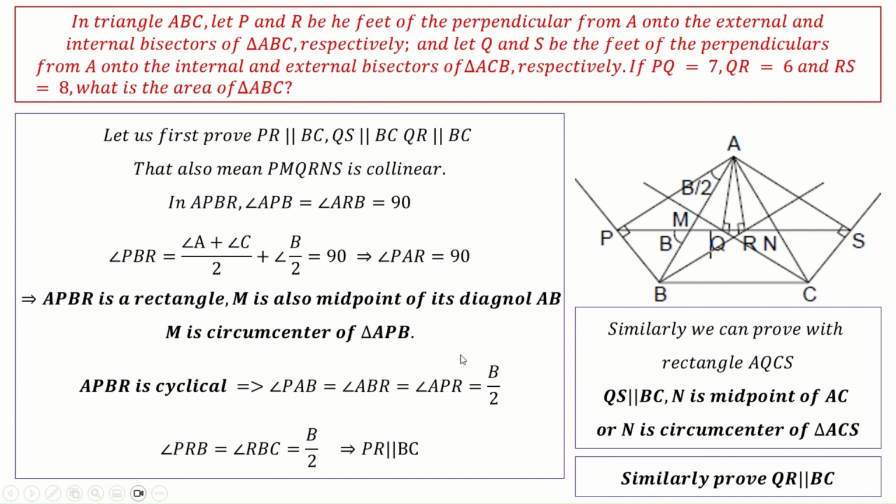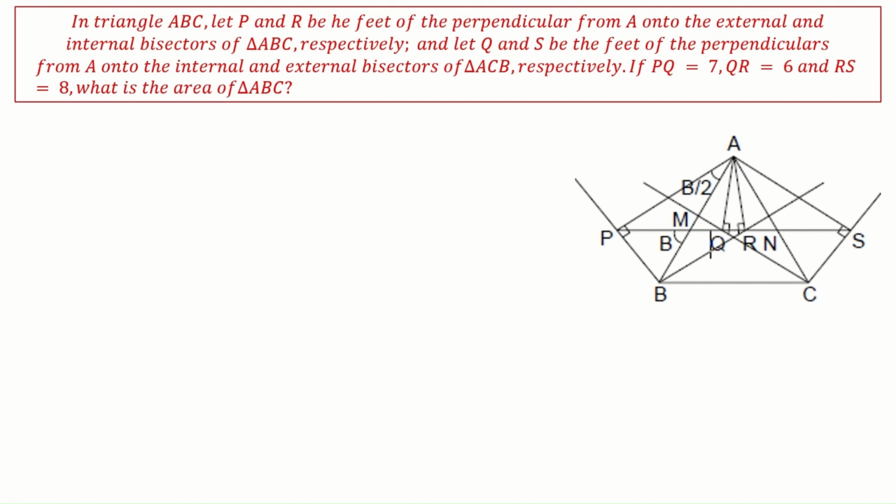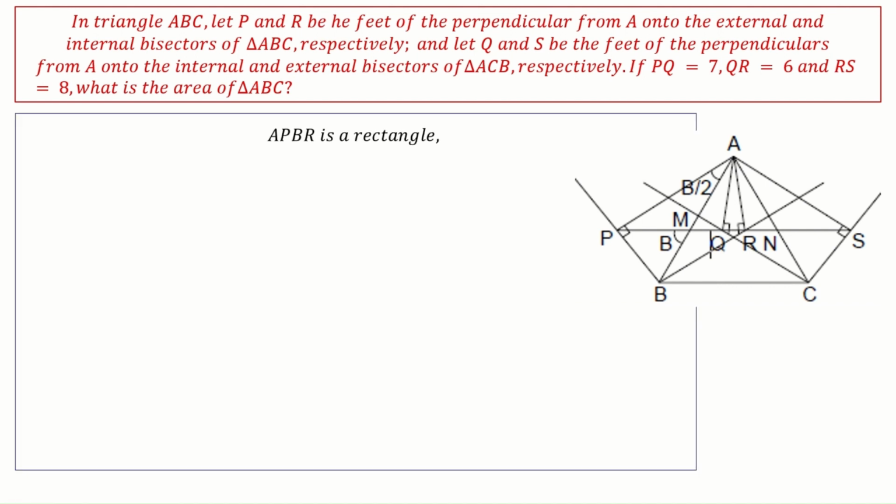Now we have done half of the work. Now this is simple. APBR is a rectangle, so AB equals PR, since they are diagonals. PQ plus QR equals 7 plus 6, and PQ plus QR is nothing but PR. So PR equals PQ plus QR, which is 13.